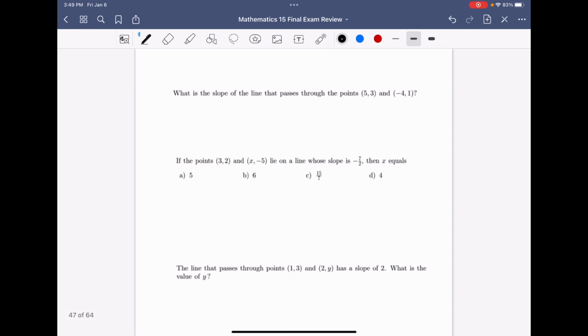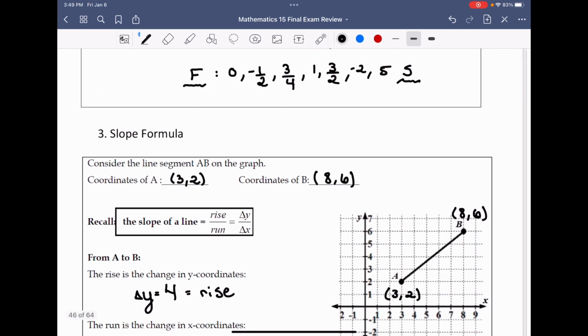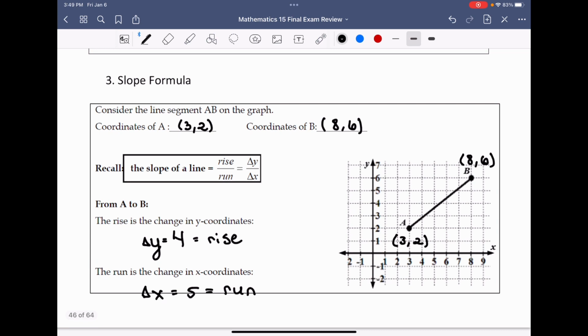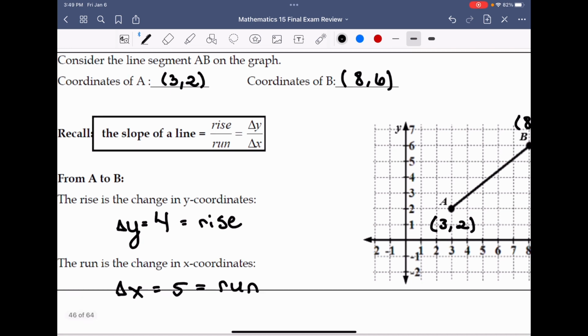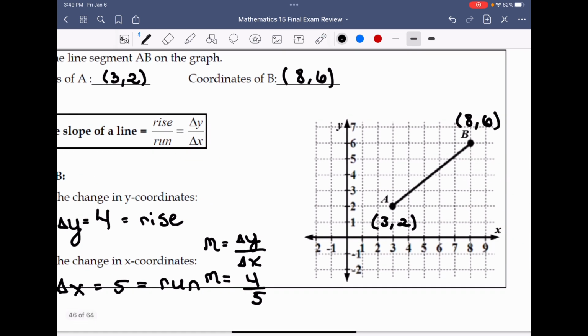All right. So in this one, I think it's important that, because all they said was rise and run, I'm going to put this together to say our slope, or m, is equal to the change in y over the change in x, which we know is equal to 4 over 5. And 4 over 5 can't be reduced, so there is our slope of that line. Now, 4 over 5 is less than 1, meaning it should be a quite flat line, which makes sense.